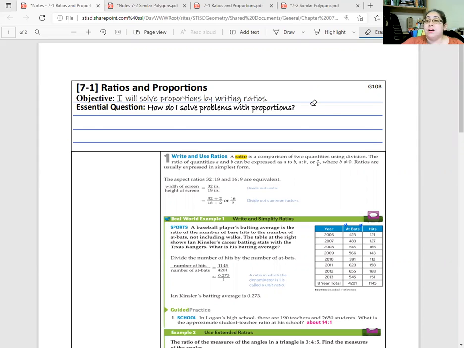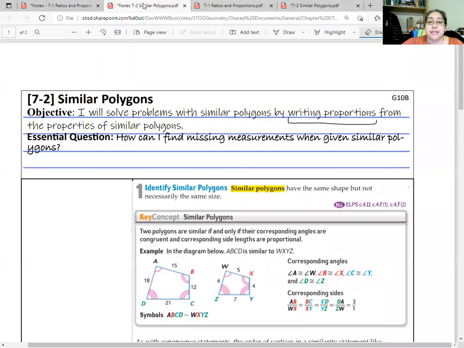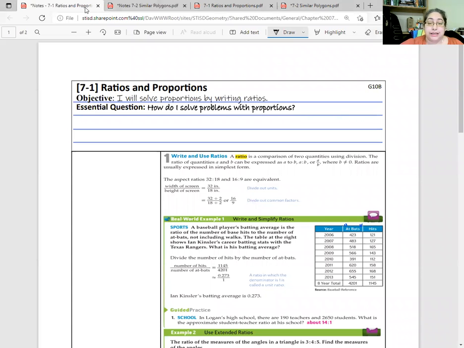Let's go ahead and talk about what we're going to be working on today. We've got two sections. We've got 7-1 ratios and proportions and 7-2 similar polygons. Let's just jump right on in.